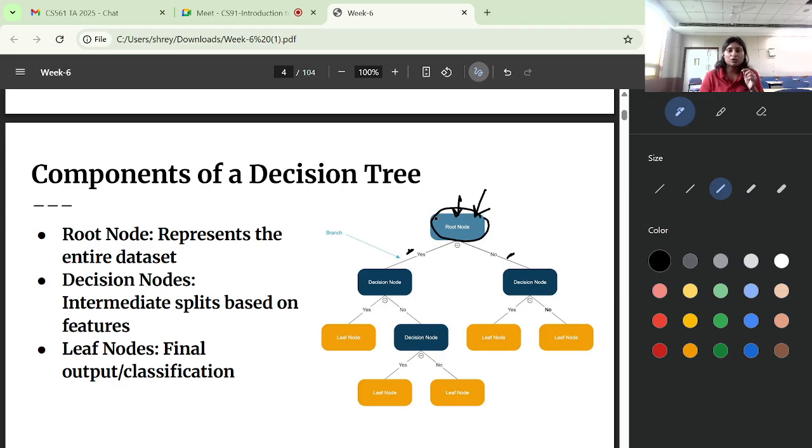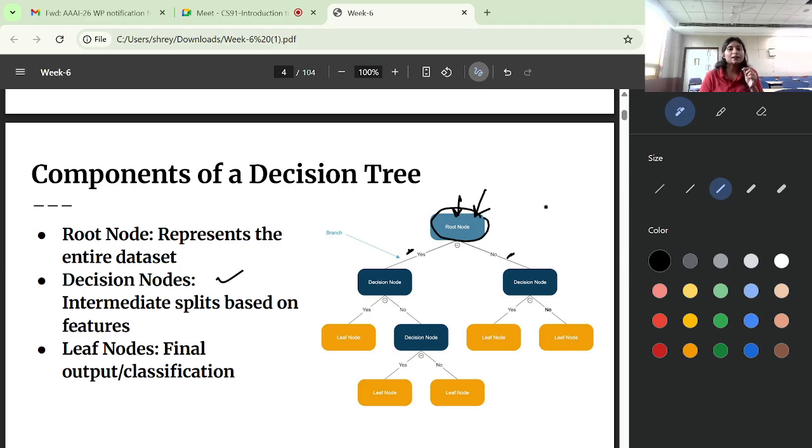Second is decision nodes. Except for this root node and the final leaf nodes, the intermediate nodes are called decision nodes, because these nodes help you take decisions and they can help you increase the depth of the tree as well. So decision nodes are intermediate splits based on the features.